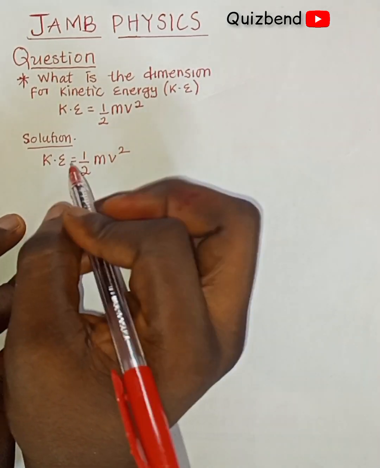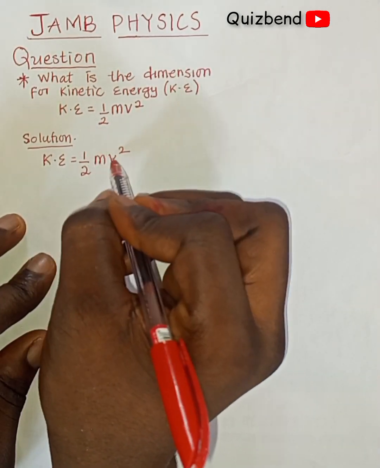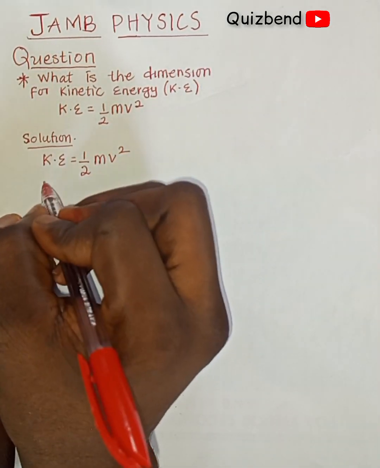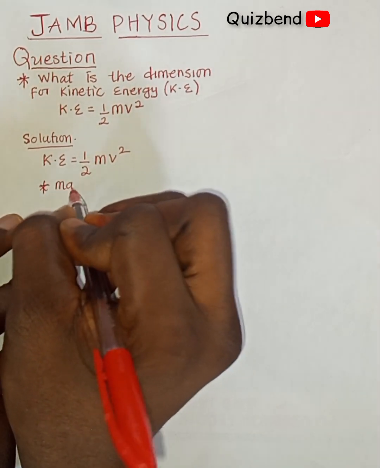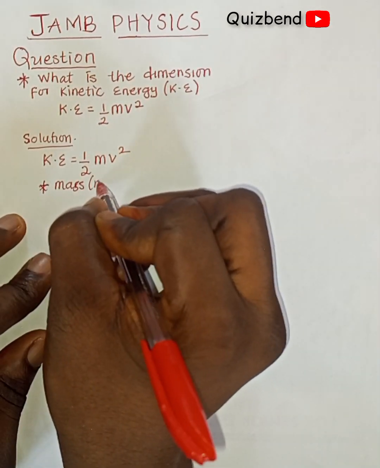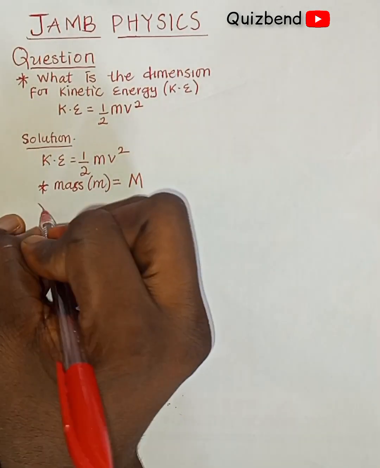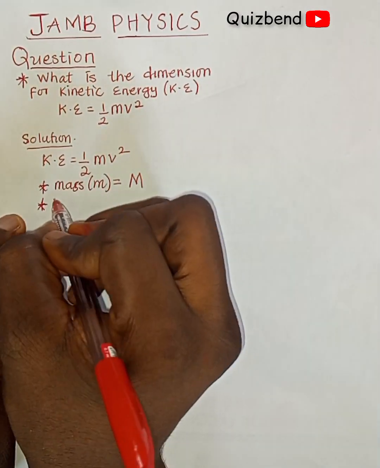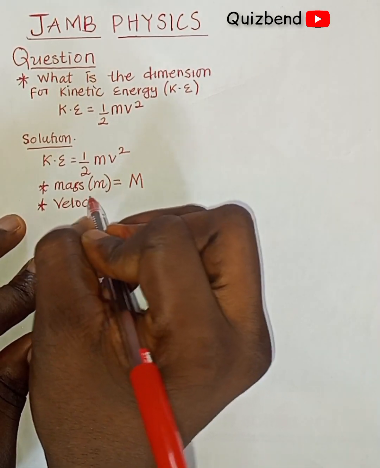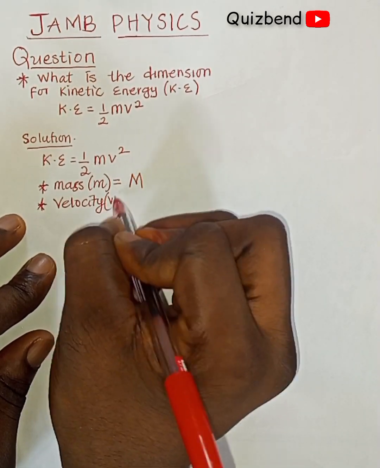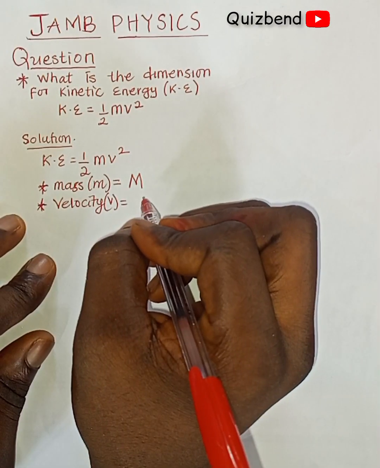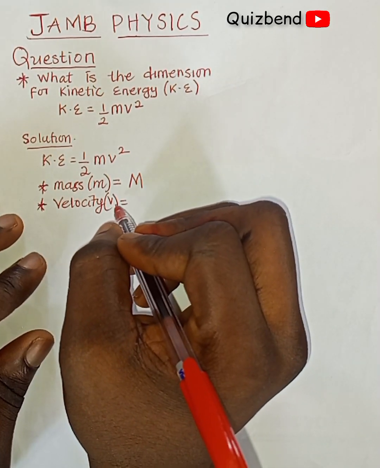Now the first thing you need to do is to know the dimension for mass and the dimension for velocity. All right, the dimension for mass m is equal to capital letter M. And the dimension for velocity v is equal to what? We don't know yet, but I'm going to show you how to derive the dimension for velocity.